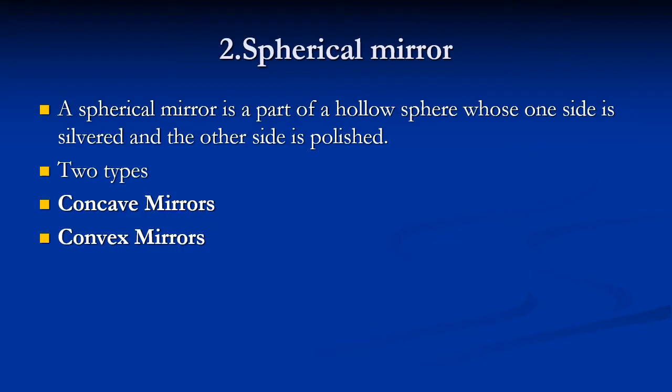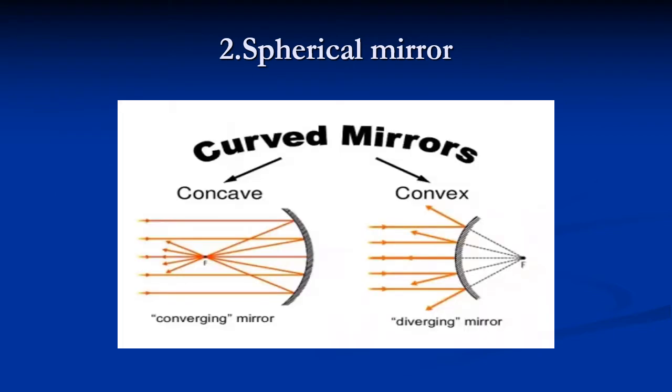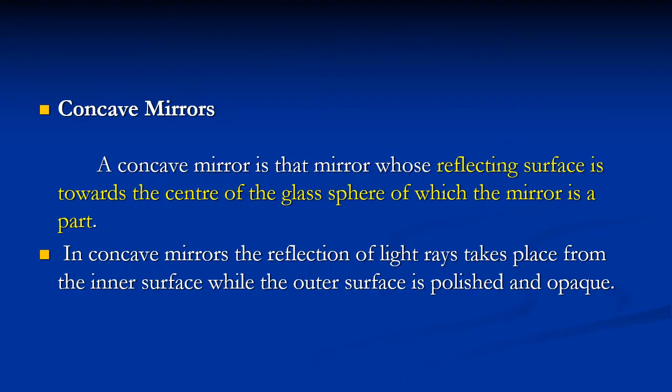There is another variety, that is a spherical mirror. A spherical mirror is a part of a hollow sphere whose one side is silvered and the other side is polished. Again, there are two types, concave mirror and convex mirror. These are the curved surfaces of mirrors. In a concave mirror, the image is in front of the curved surface, and in a convex mirror, it is opposite to the curved surface. A concave mirror is that mirror whose reflecting surface is toward the center of the glass sphere of which the mirror is a part. In a concave mirror, the reflection of light rays takes place from the inner surface while the outer surface is polished.